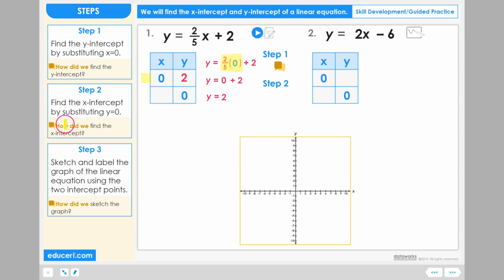Step 2. Find the x-intercept by substituting y equals 0. In an x-intercept, y will always equal 0. So now we just take our equation, we substitute the y with 0. We now need to solve for x.